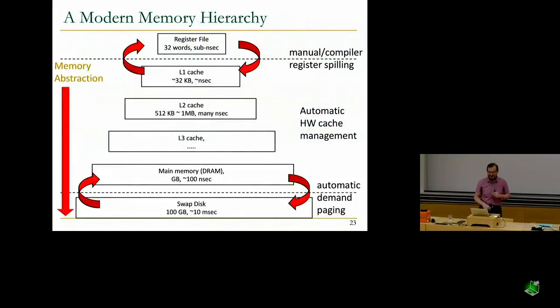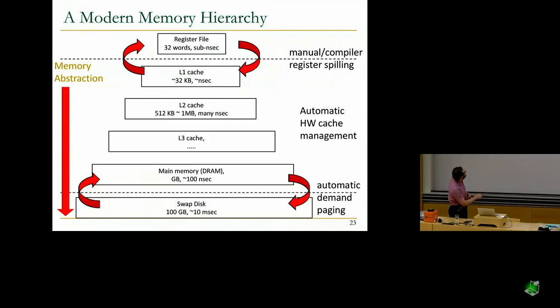Okay, so this is what a modern memory hierarchy looks like. We've actually covered a lot of it by now. But the register file is part of the memory hierarchy. It's small. It's manual, compiler managed, or programmer managed. And then you have the L1 cache, and then you have the L2 cache, L3 cache, main memory, and essentially disk.